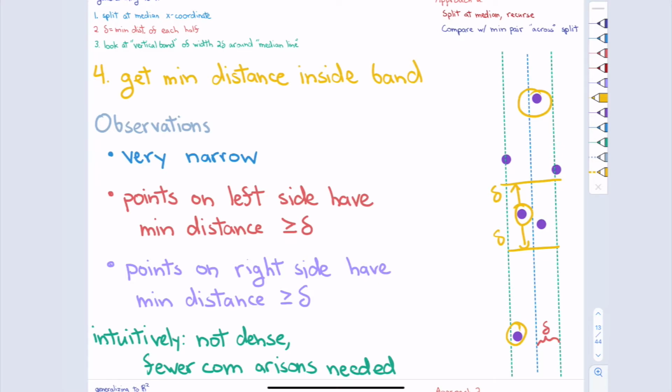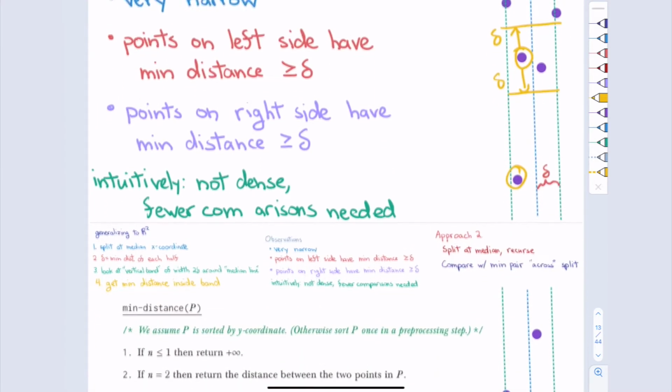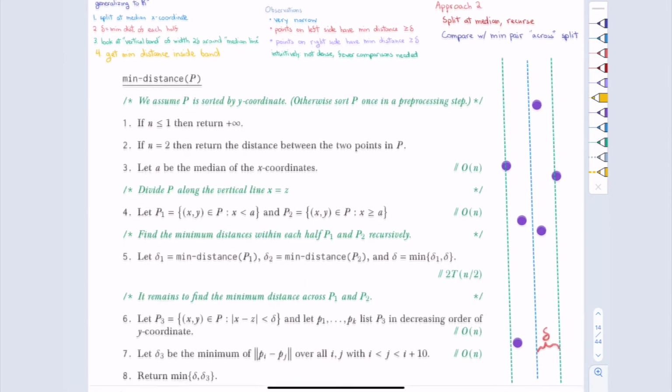Yeah? How do you establish that box without checking the distance for every... Oh, okay. So I haven't given... let's see, what's next? Okay. Yeah, okay. So I guess I haven't given the full algorithm.